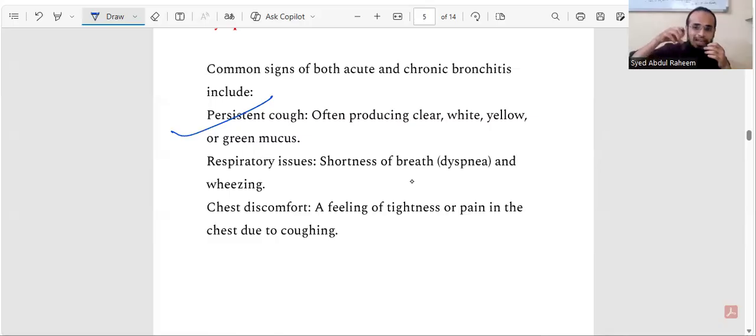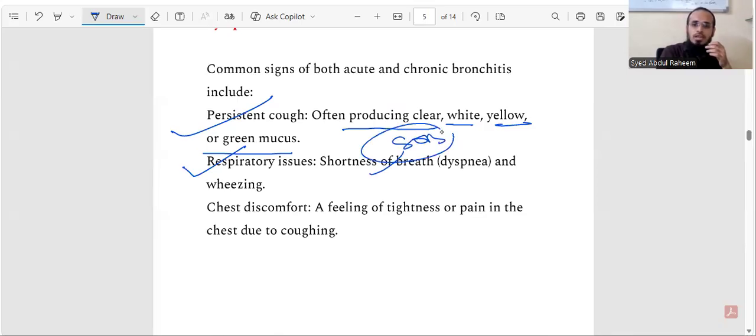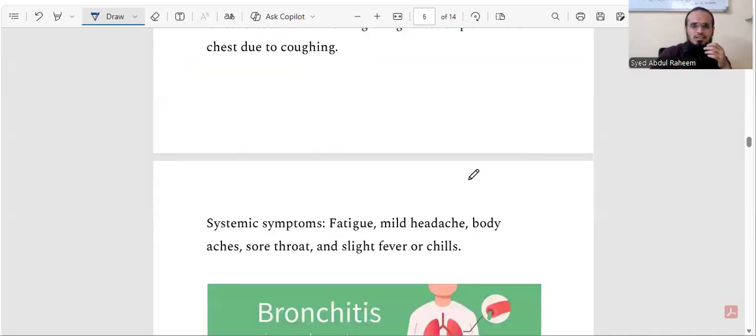Gradually, it will damage all the cell membranes and the epithelial layers. You have production of clear, white, yellow, or green mucus. Mucus is in excess. Respiratory issues like SOB, shortness of breath, also known as dyspnea, and a wheezing sound, krr krr. There is discomfort, tightness, and pain in the chest while coughing.